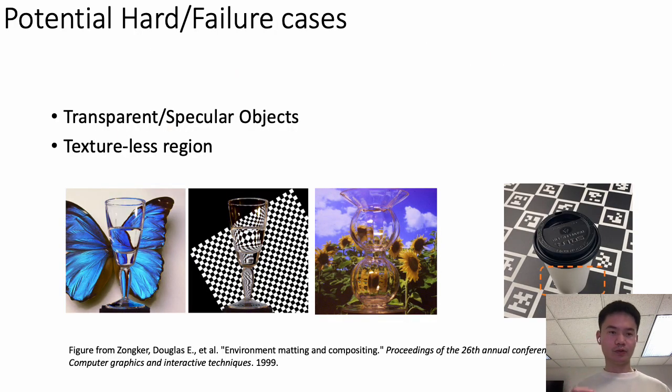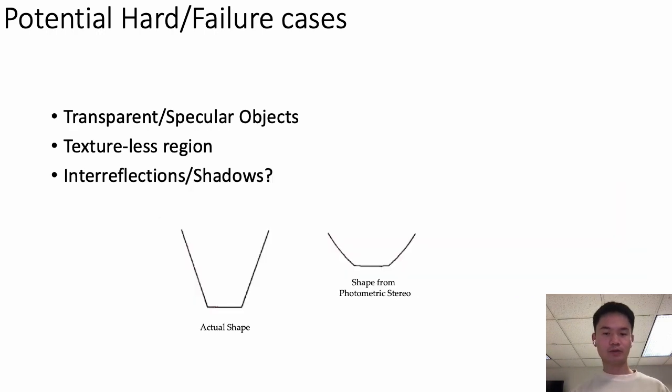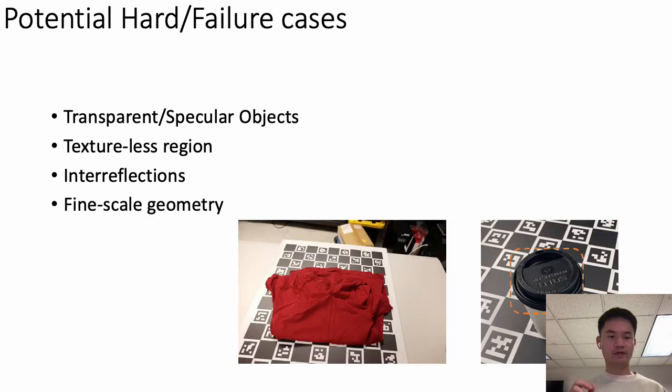Through analysis, we hypothesize several potential failure cases for these algorithms. The first is transparent, specular, or textureless objects, which makes correspondences hard to establish. The second is inner reflections. Shading-based algorithms fail for concave objects with strong inner reflections, but multi-view correspondence-based methods may or may not fail. The third is fine-scale geometries, which, as we mentioned before, correspondence-based algorithms find hard to recover. See the little bumps on the cup lid on the right.